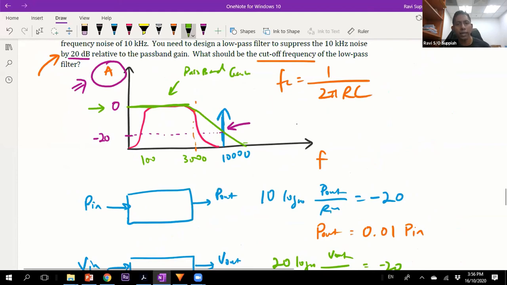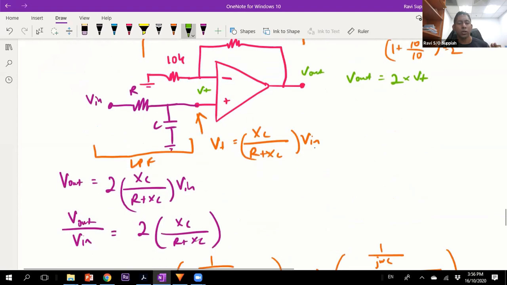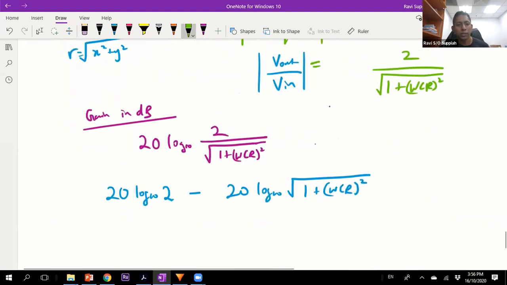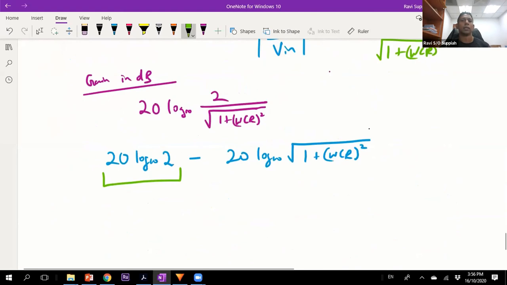Okay, the passband gain is the gain without filtering. That means I haven't filtered the signal yet, so all the signals are passing through. That is the portion that is independent of frequency, and that is this portion over here. As you can see, this portion, 20 log to the base 10, has no frequency component to it. It is just the op-amp gain. So this is basically what we call the passband gain.